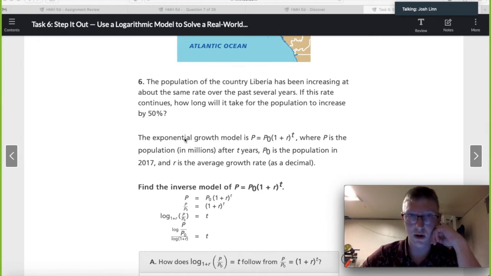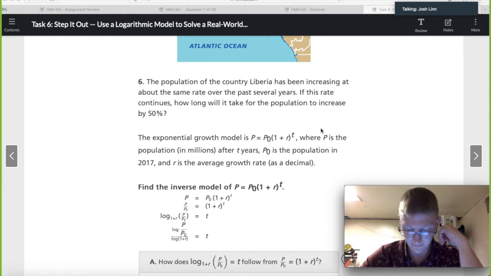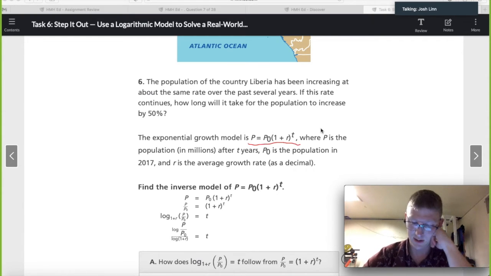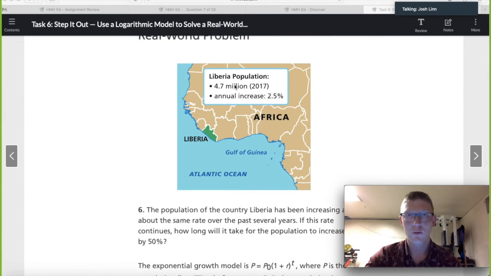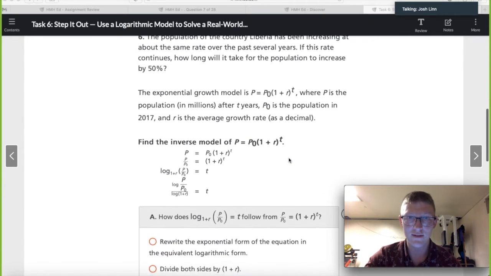So remember our exponential growth model is right there. That's that guy right there. Where P is our population in millions, T is years, P naught is the starting population in this case in 2017. R is the average growth rate as a decimal. So, okay, we know a couple of things. We have 4.7 million annual increase, so we have our rate. So we can plug all of that stuff in.